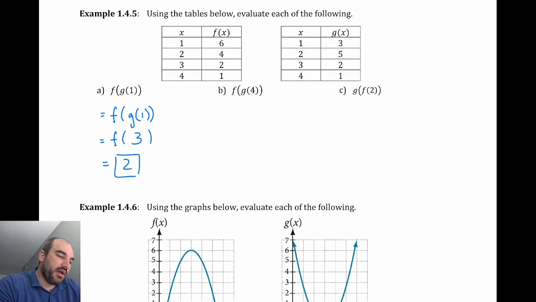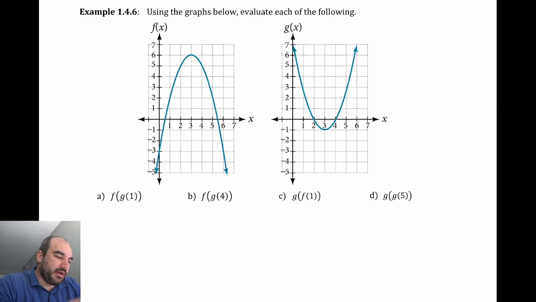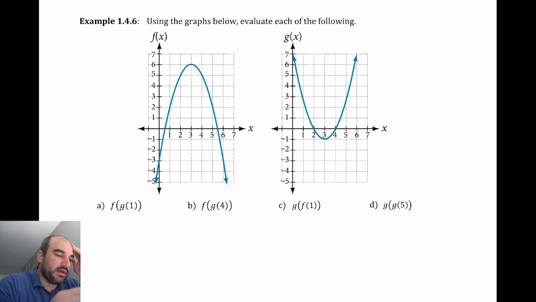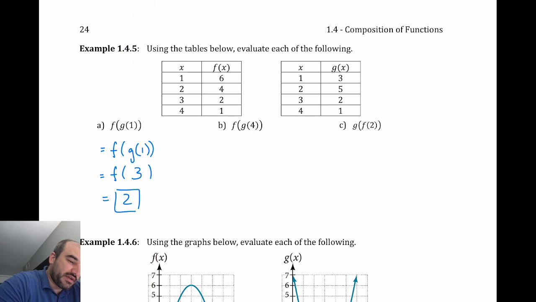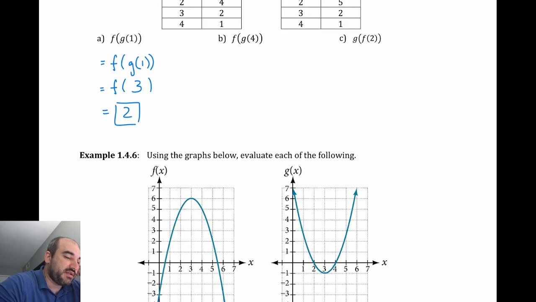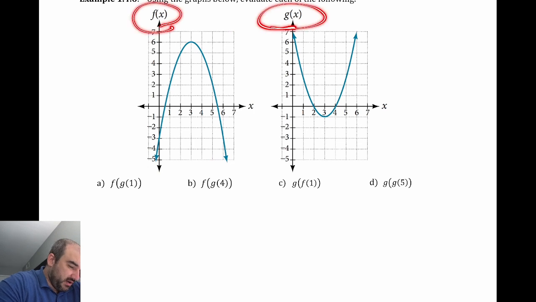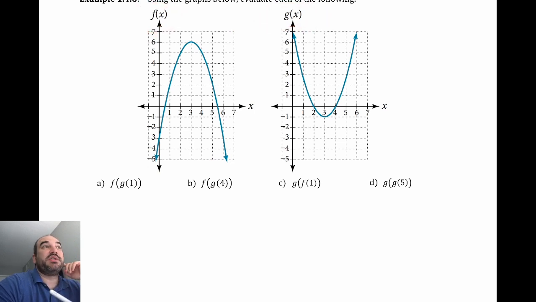All right, so that's how we use the tables. Let me go over one where we use graphs instead. These are the three different ways we can look at functions and their values. Using the graphs below, evaluate each of the following. It's a similar type of thing, but instead of a table for f of x and a table for g of x, we have a graph for f of x and a graph for g of x, which is just as good as a table, right?